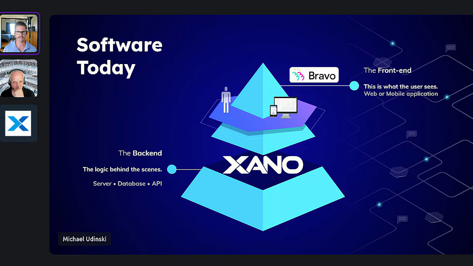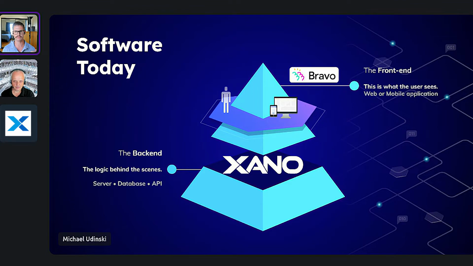So first I want to start off talking about software today. There's really two main pieces to it. First, that is the front end. You can think of this as your Bravo Studio mobile application. So this is everything that your user might see and interact with. And then there's this more mysterious piece called the backend. This is all the behind the scenes logic that goes on. And it consists of a server, a database, and API.